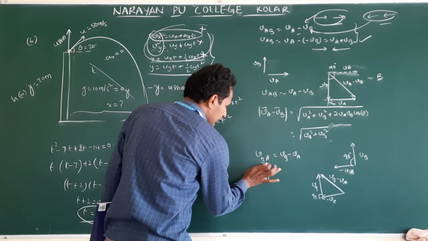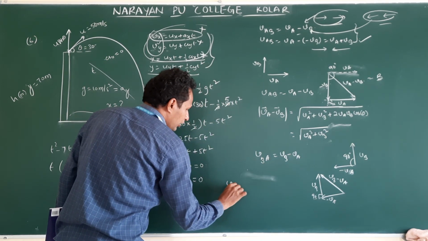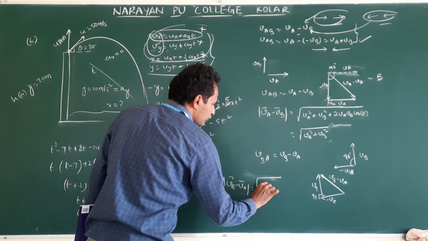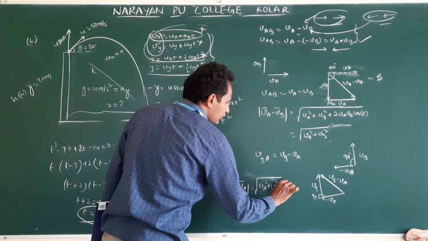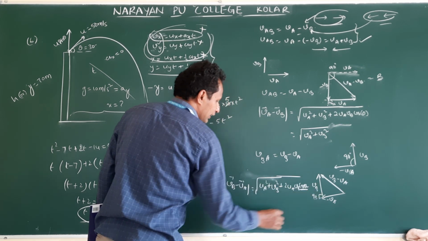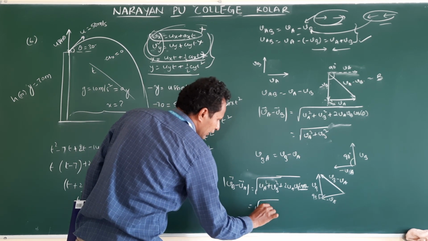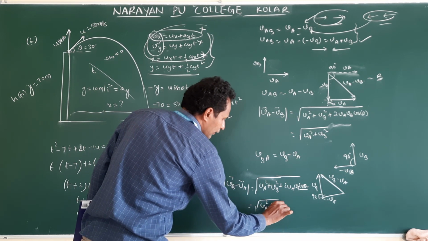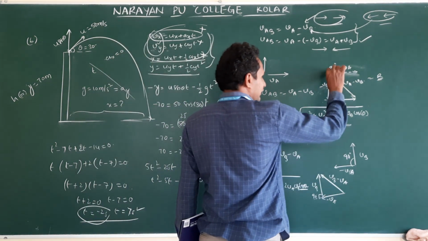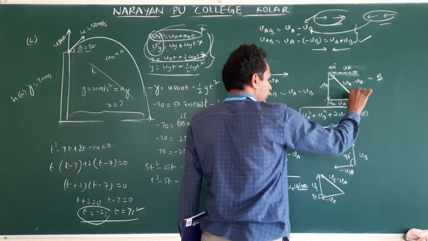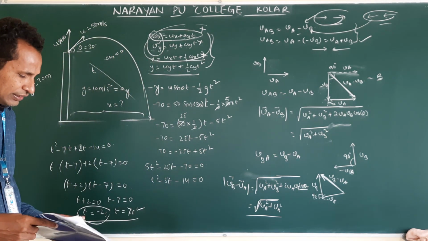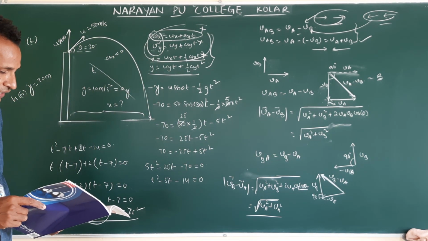Resultant will be this. I will write here. VB minus VA magnitude, then under root of what is that? VA square plus VB square plus 2 VA VB cos theta. Again cos theta 90, then you will get VA square plus VB square. But what is the change? The change is direction. See, VAB direction is this one, VBA direction is this one. Only the change is in directions.